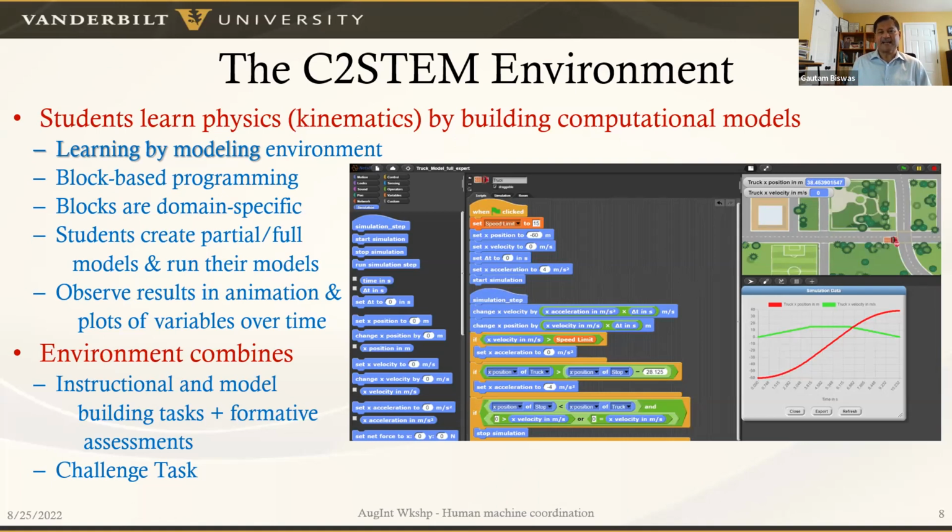They can, at any time, a partial model or a complete model, they can execute or run a simulation. So they see the animation of the behavior that's generated. If they want to probe into, say, the variables in more detail, they can look at plots of different variables, as you can see in this figure below. So overall, the environment combines instructional tasks, simple model building tasks. We do give some formative assessment, so students can check whether they have learned particular concepts they need for their model building, and it ends with a challenge task.